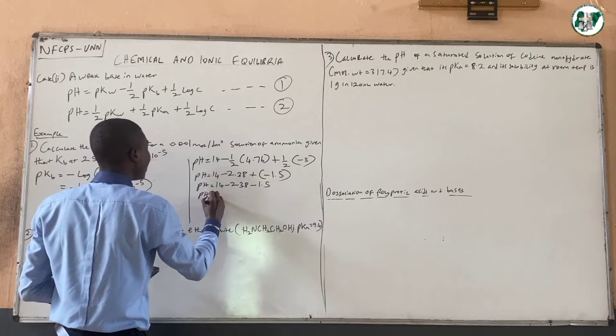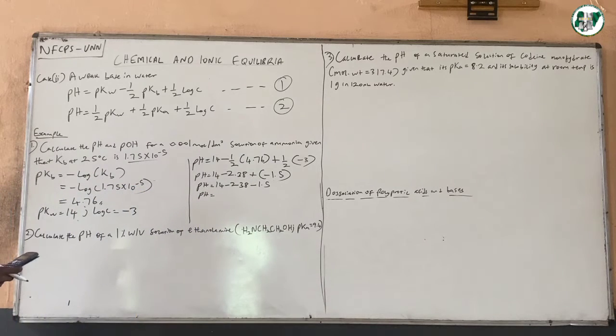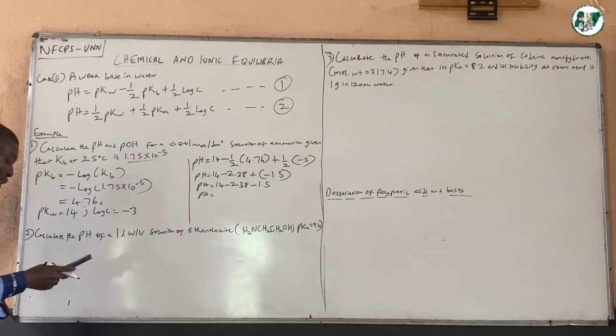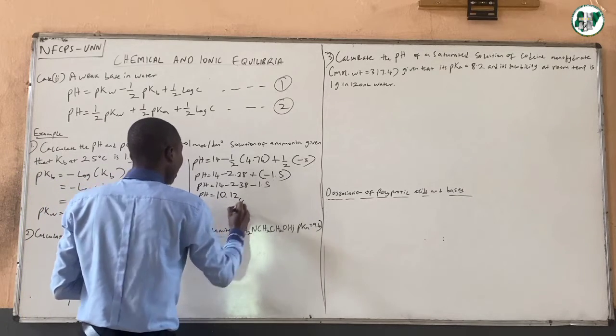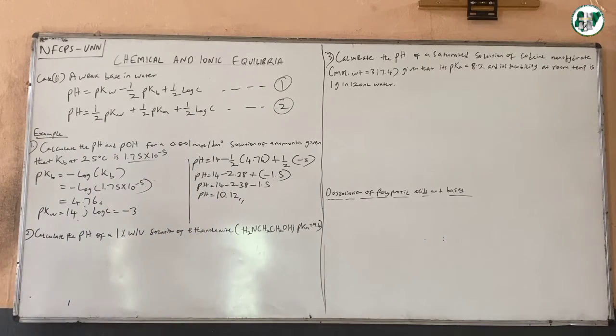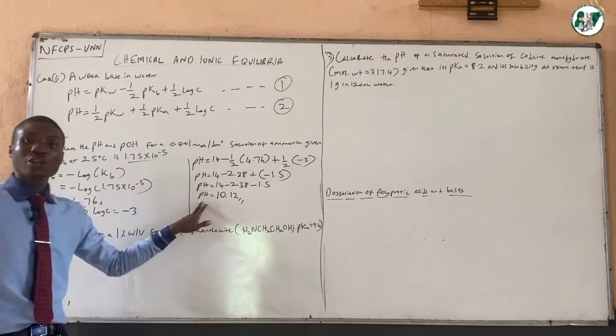So our pH is now going to be equal to 14 minus 2.38 minus 1.5, and that's going to give us 10.12. So the pH of the solution of ammonia, which is 0.001 mole per dm³ with a Kb at 25 degrees Celsius of 1.75 times 10 to the power of 5, is going to be 10.12.